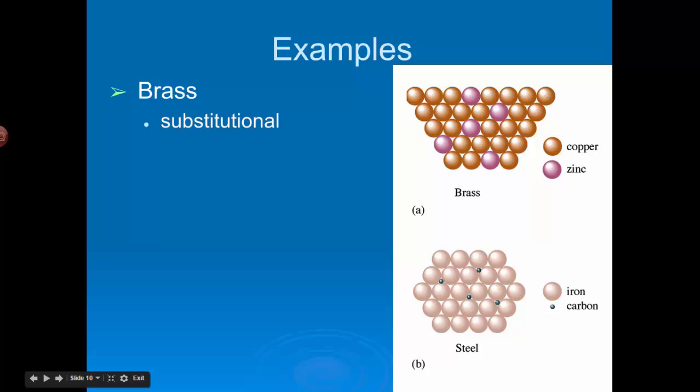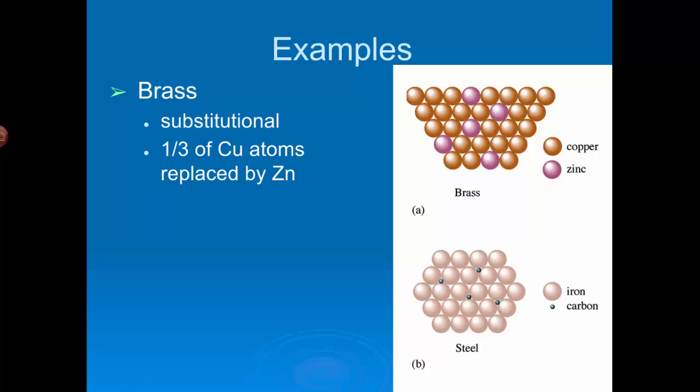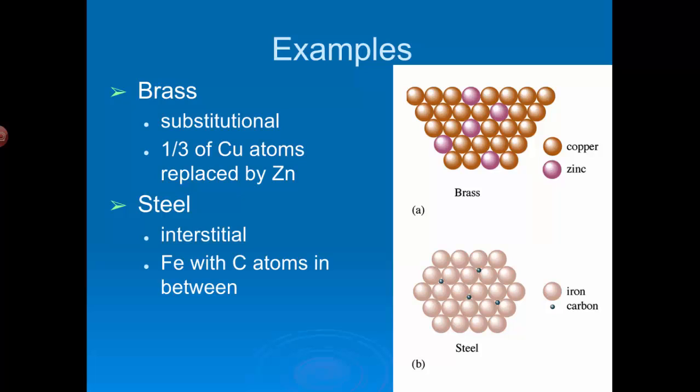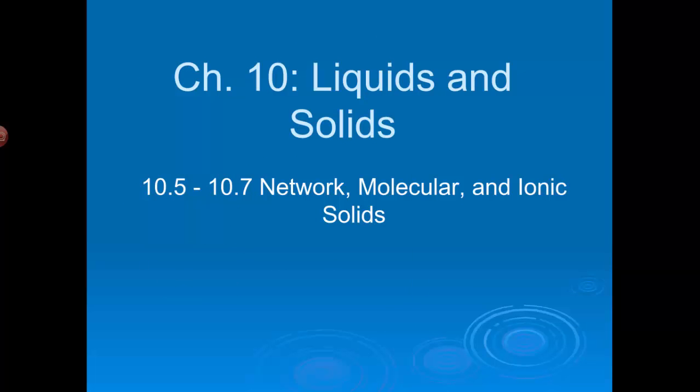So brass is substitutional, where we've replaced some of the copper atoms, about a third of them or so, replaced by zinc atoms. And then steel is an interstitial alloy, where we put some carbon atoms in between the iron atoms in the structure. So that actually it increases the strength of it, the hardness, and it makes it a little bit less malleable.